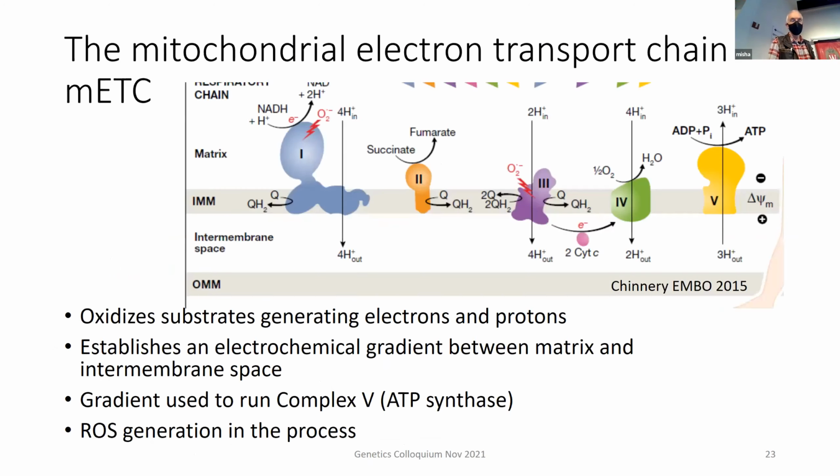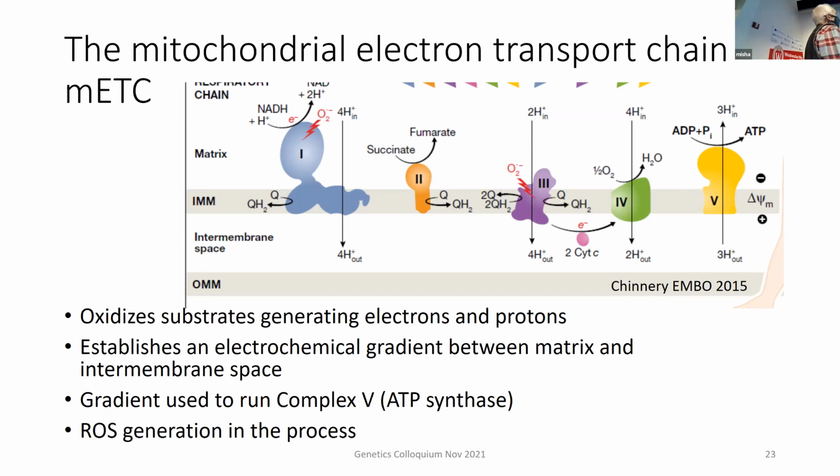And I will first give you a quick overview of the electron transport chain, because this is what we're going to be talking about. As you all know, the electron transport chain generates electrons and protons, and then finally they're going to generate the ATP. It consists of 5 complexes. Complex number 1 is the biggest of all of them. It consists of about 46 subunits.